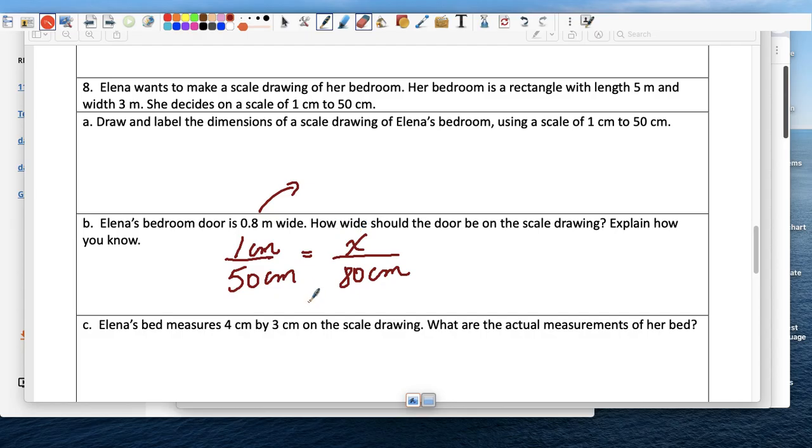We'll cross multiply. 50x equals 80, divide by 50, divide by 50, x equals 1 point something. 80 divided by 50 is 1.6. So when I draw that door in my notebook, the width of that door would be about 1.6 centimeters.